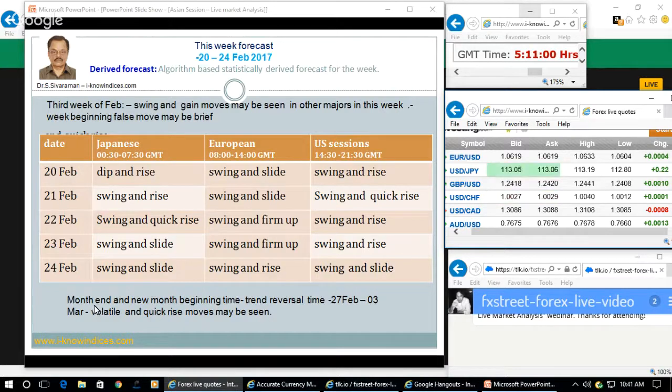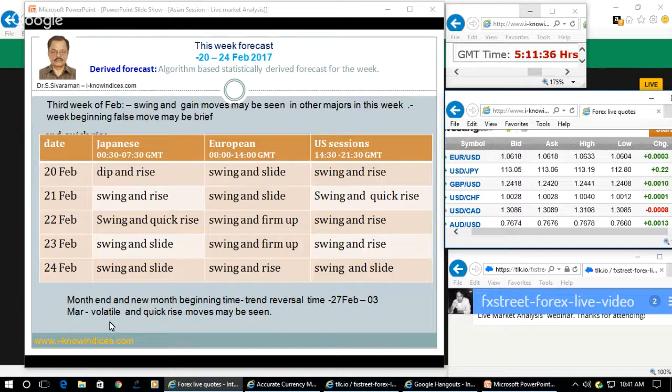And next week, we'll come across the month end and the new month beginning time. A week wherein the month of February gets over and the month of March starts. So during that time, from 27th of February to 3rd of March, the market is expected to show very volatile moves because the players will try to handle the derivative market. They will make some extreme moves in the market using volatile conditions.